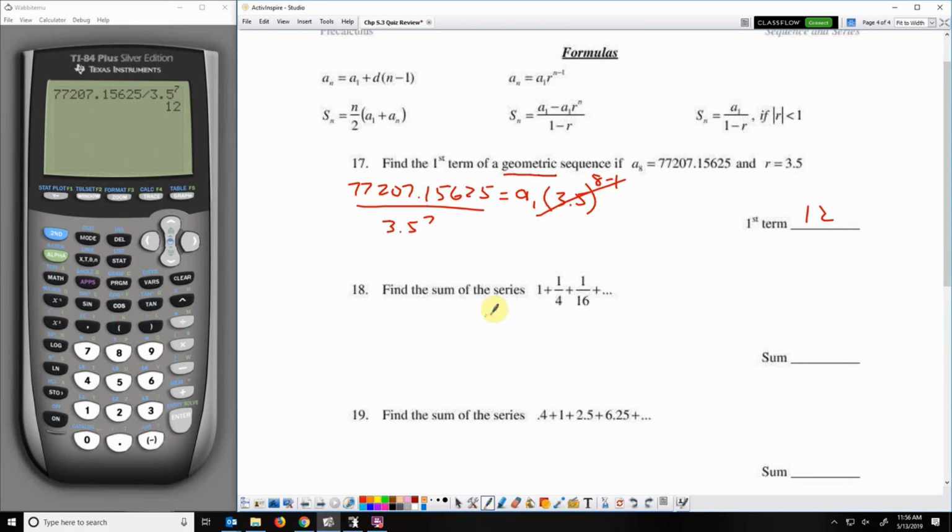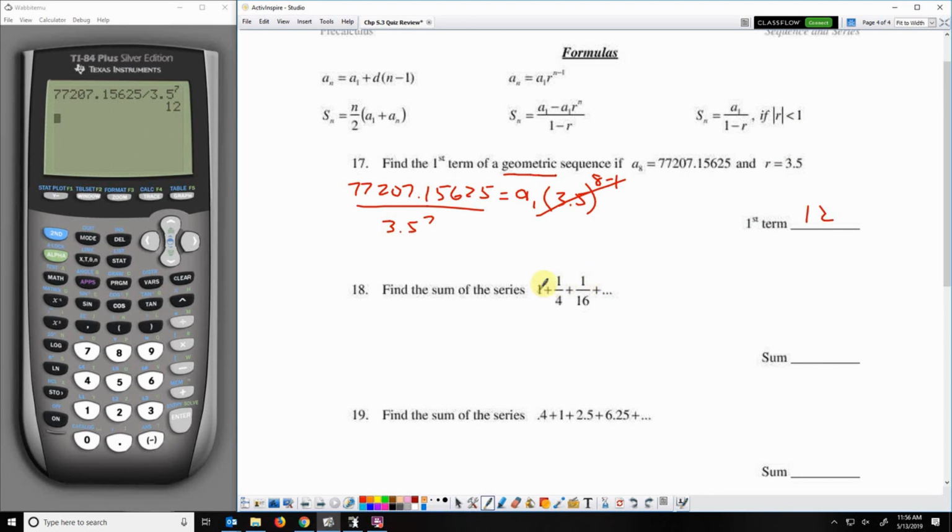Find the sum of the series, and this is not just the first so many terms, it is an infinite series, so we're using this last formula right here, which is only usable if the absolute value of R is less than 1. So R means it is geometric, and it has to have an absolute value of less than 1.